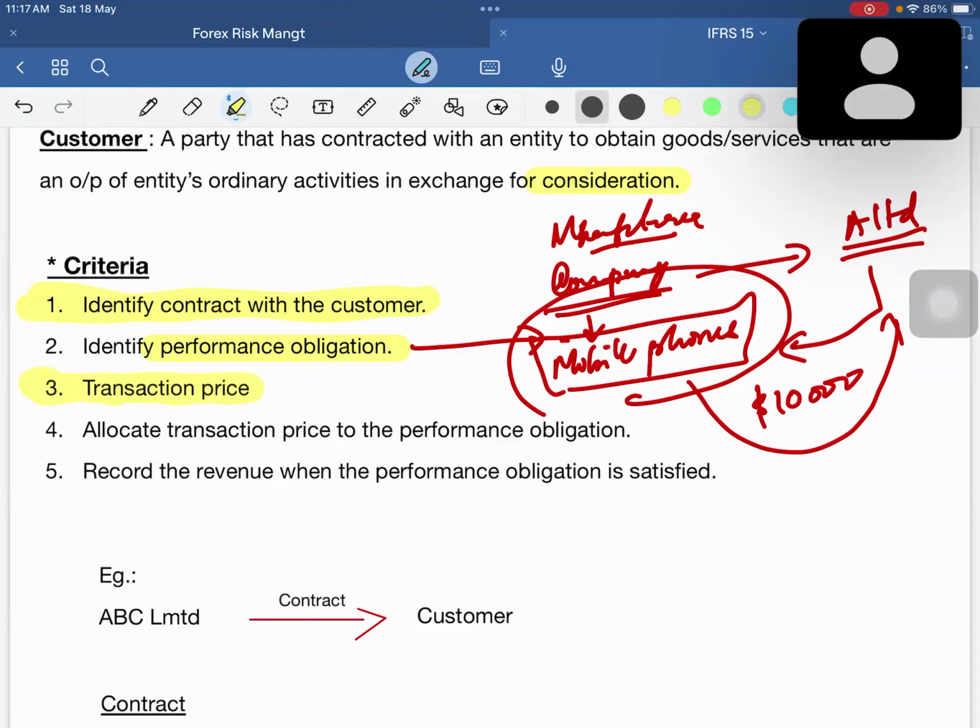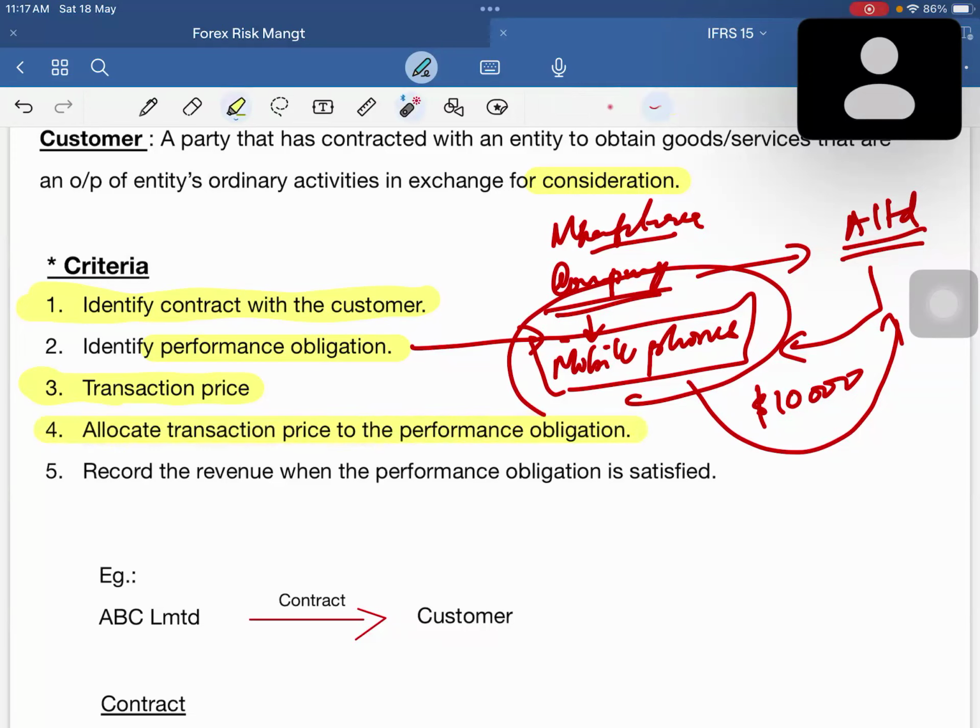Transaction price, sorry. So this particular thing that you do, the performance obligation that you do, it's not for free, right? So whatever the product is going to be bought, it should have a price attached to it, and that is the transaction price. That's all. Okay. The next, fourth one, allocate transaction price to performance obligation.